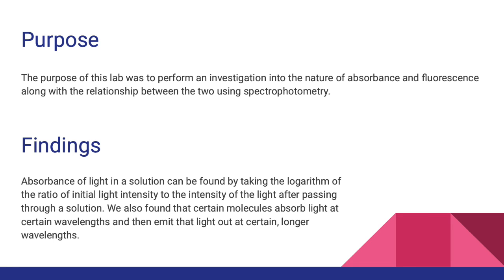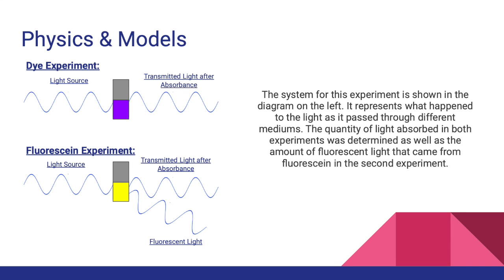We found that the absorbance of light in a solution can be found by taking the logarithm of the ratio of initial intensity of light to the intensity of the light after passing through a solution. We found that certain molecules absorb light at a certain wavelength and then emit that light out at a certain longer wavelength. In this lab, we tested two experiments, one with dye and one with fluorescein.